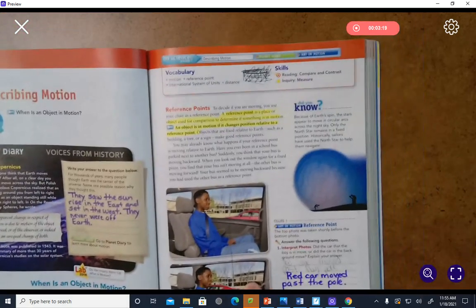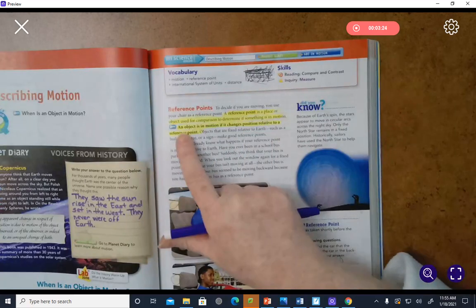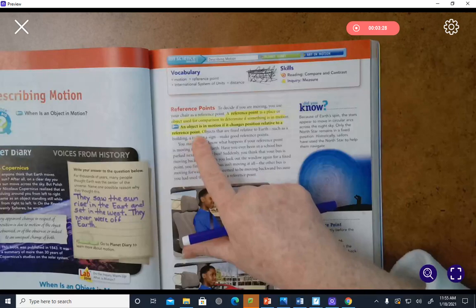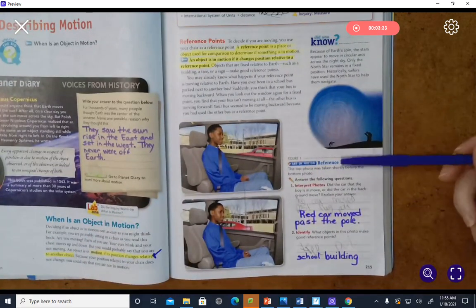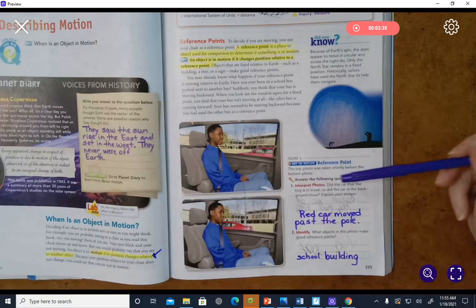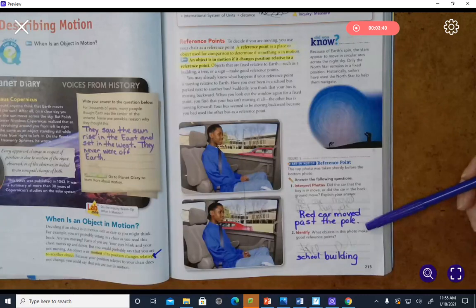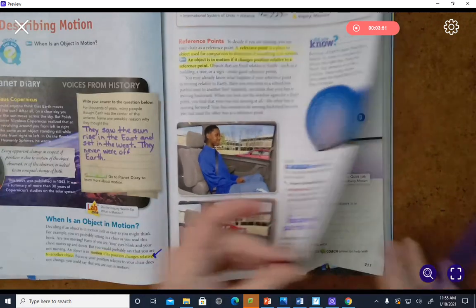So as I said before, you want to highlight what is a reference point, and that an object in motion changes relative to a reference point. So down here, we kind of answered that then. Did the car that the boy was in move, or did the car in the background move? And we thought the red car moved past the pole, and that would be explaining our answer. What objects in this photo make really good reference points? This person wrote tree, pole, and I added the school building.